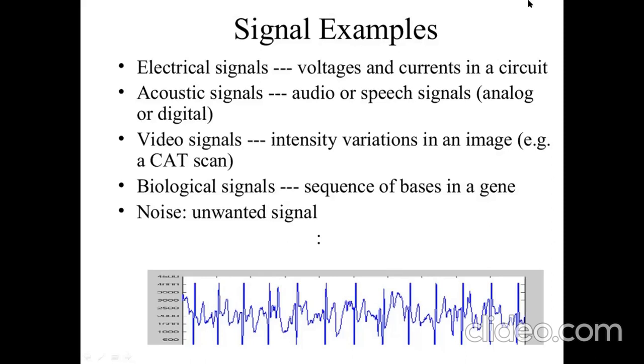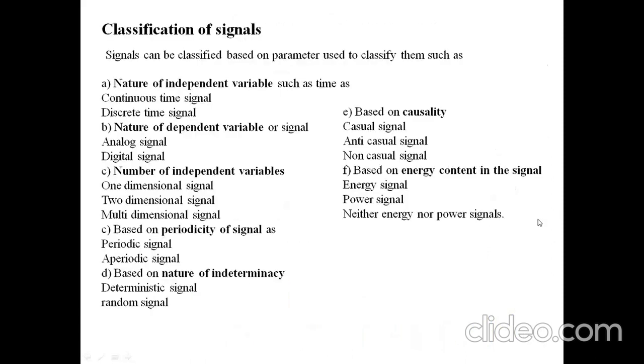So these are the examples of signals. Now we go for classification of signals. Whenever we talk about classification, the signal classification is based on the parameters used to classify them. Here, different parameters are shown. Example A, nature of independent variables such as time. So time is one of the independent variables.